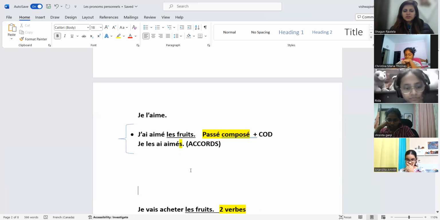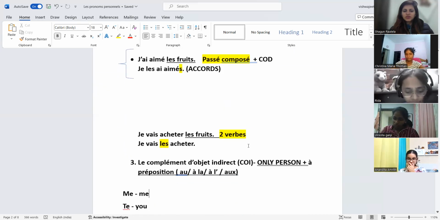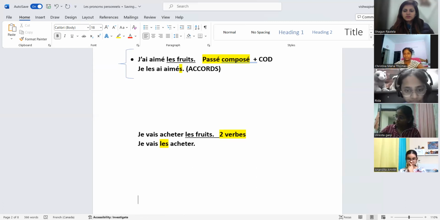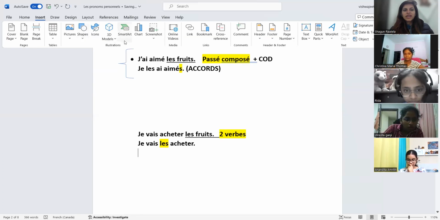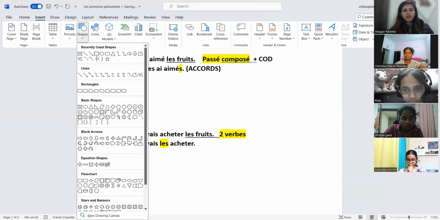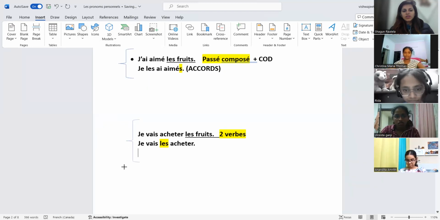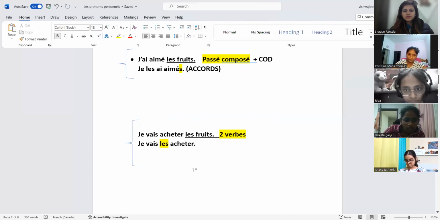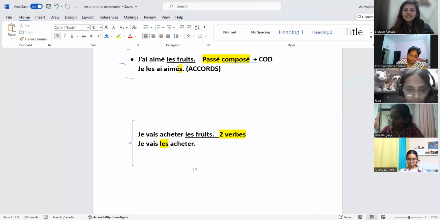Done. Then we move on to our next structure. Shrestha, what is happening in the next structure, beta? So I'm giving you types of sentences, okay? Different kinds of sentences. What is happening here? The pronoun is coming before the infinitive. Yes, before the second verb. You can remember like this: right before the second verb.